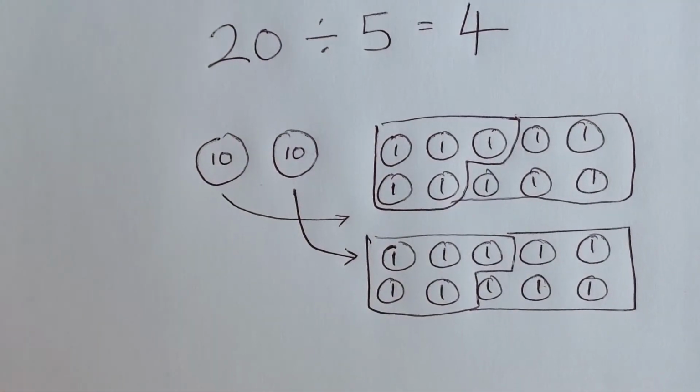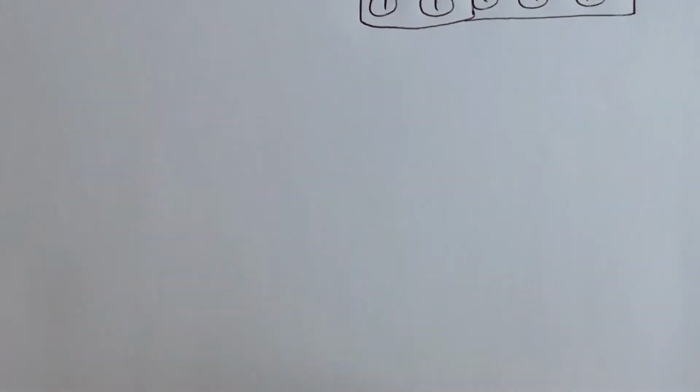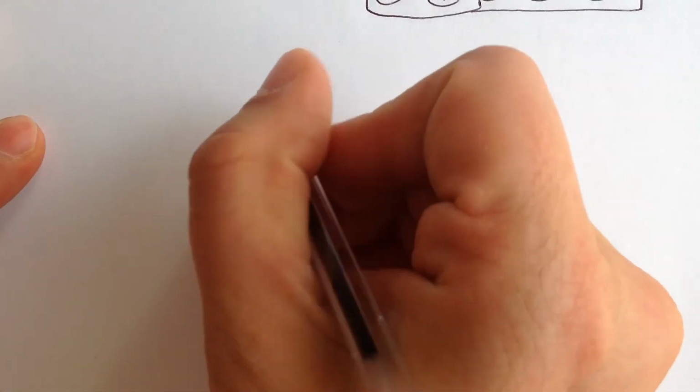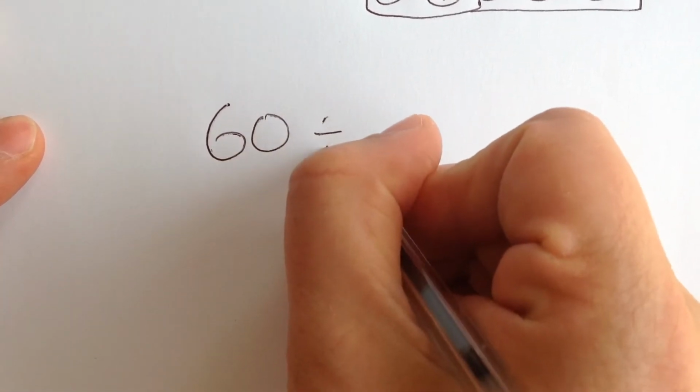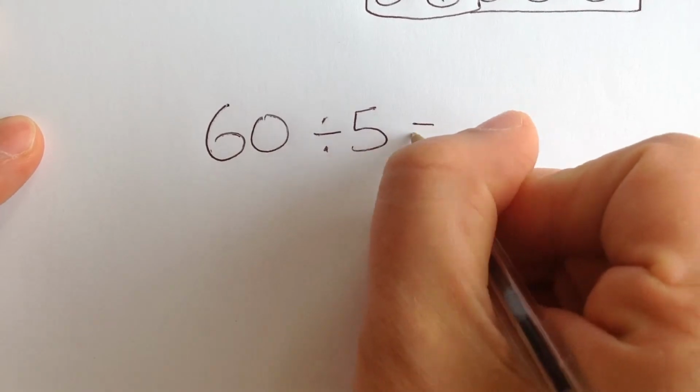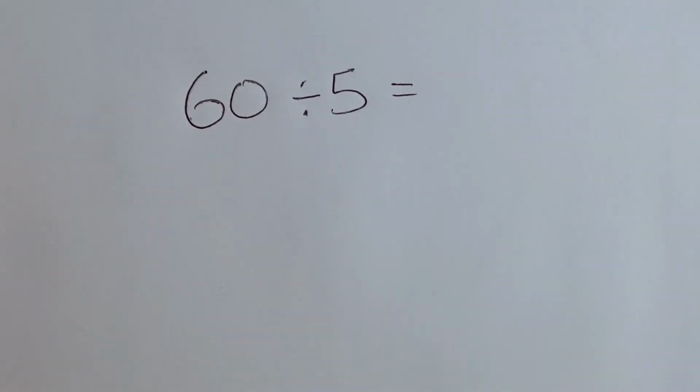Now, I'm going to actually show you another one with a number I didn't give you, because I want to explain what was going on with the tens here. So what I'm going to do for this one is 60 divided by 5 using the same method. Because you'll see, when I do 60 divided by 5, I'll get to do something with the tens. So I think that'd be really useful for you to see.